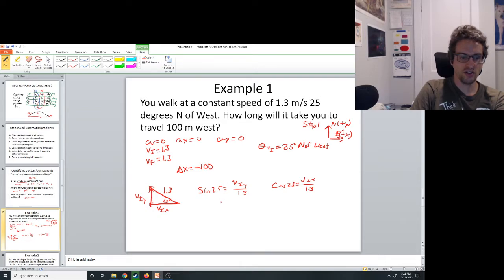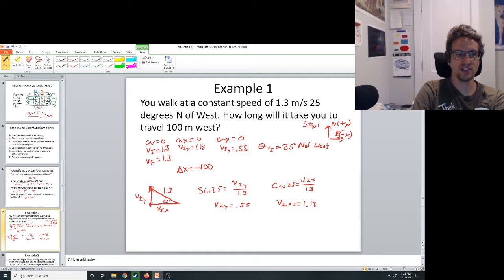If I solve for each of them, I get that v initial y equals 0.55, and v initial x equals 1.18. So v initial x is 1.18, v initial y is 0.55. Well, hey, look, I've got three values for x. And I remember I can connect all the x values through kinematics.